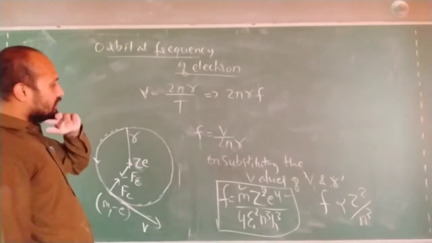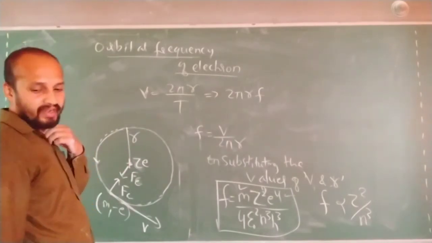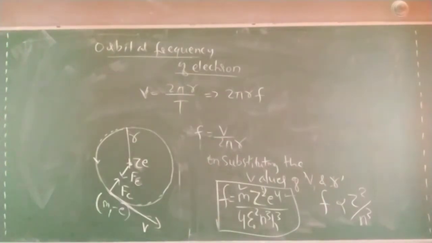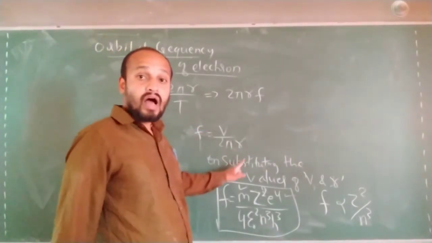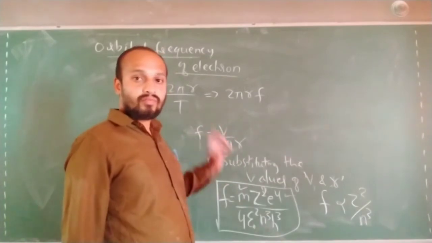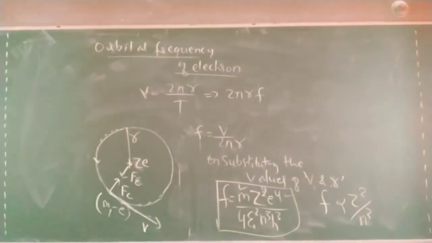So these are the terms we deal with: orbital frequency, velocity and radius of the orbit, and the energy of the nth electron. Correct? So here you substitute the value of V in terms of the nth orbit, and R in terms of the nth orbit. The formulas are given already. Substitute those values and calculate like this. Okay?